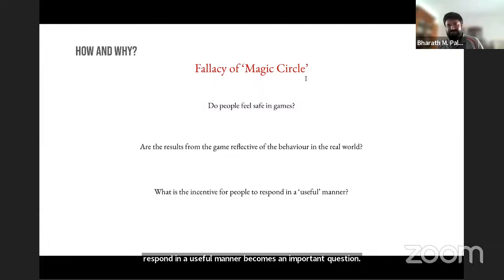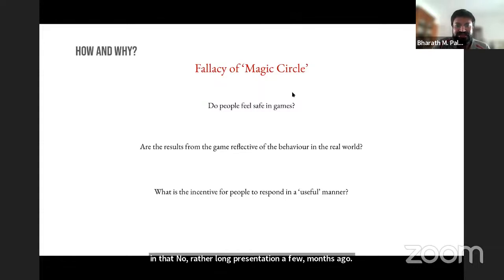That can be done in a few ways. We've talked about this in that rather long presentation a few months ago. Happy to discuss this again in case there are questions. But the idea is how do you create structures within games? How do you design assets within games that allow for disagreements when power structures are fairly high? So if I disagree with my boss in a game, and if I'm going to lose my job the next day, or if I'm going to be reprimanded the next day, I have very little incentive to disagree with my boss in the game. So how do you account for such differences in the context of the game and the outside?